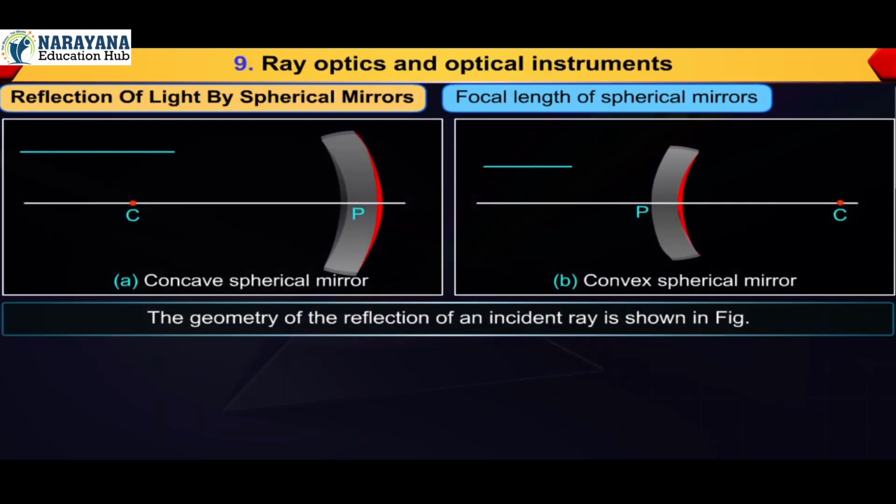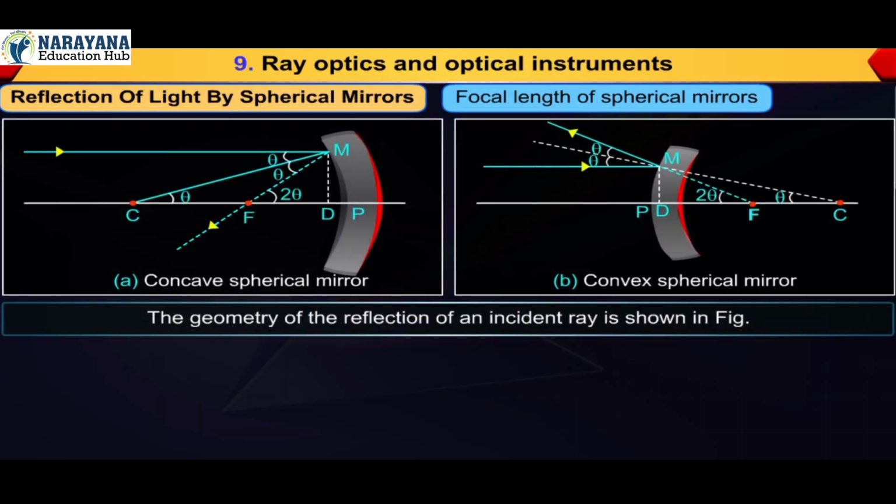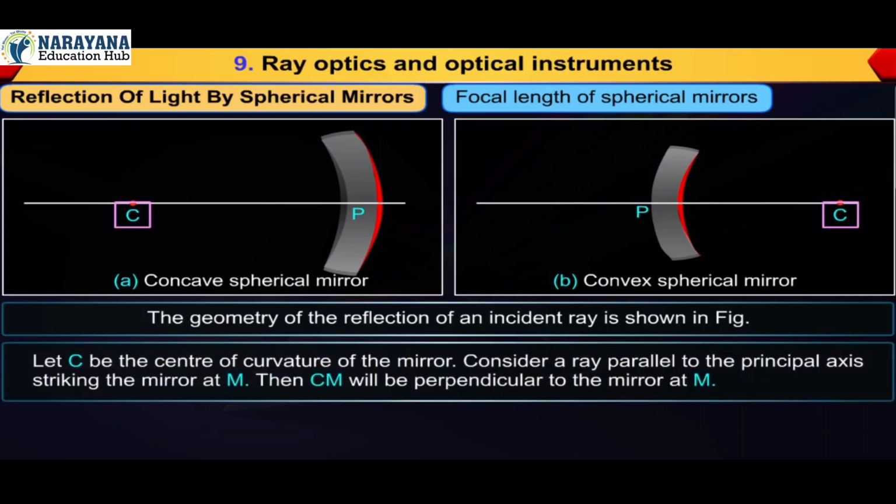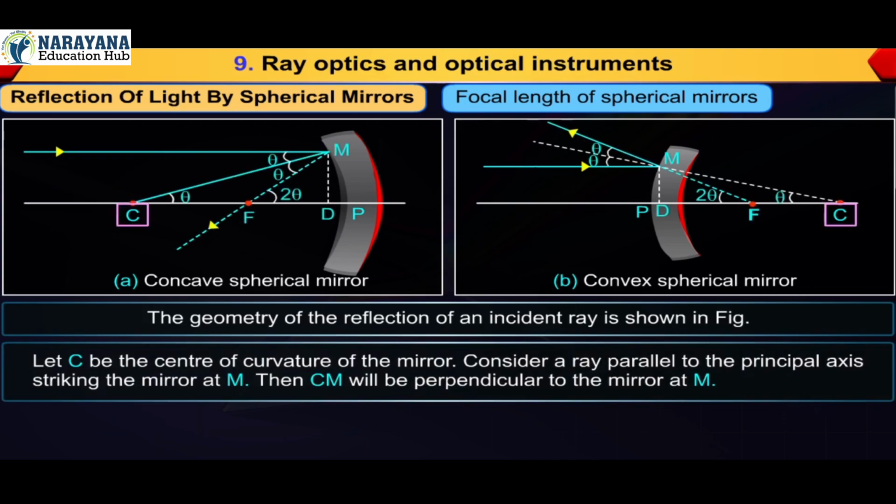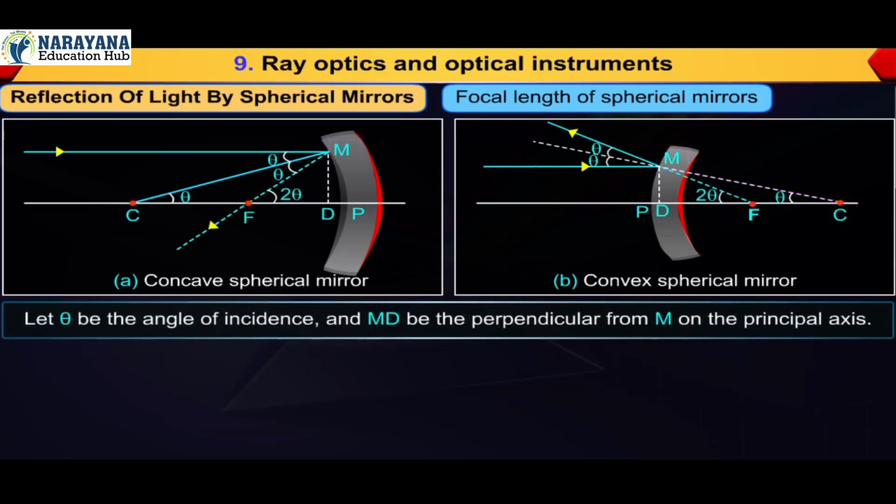The geometry of the reflection of an incident ray is shown in the figure. Let C be the center of curvature of the mirror. Consider a ray parallel to the principal axis striking the mirror at M. Then CM will be perpendicular to the mirror at M. Let theta be the angle of incidence and MD be the perpendicular from M on the principal axis. Then angle MCP is equal to theta and angle MFP is equal to 2 theta.